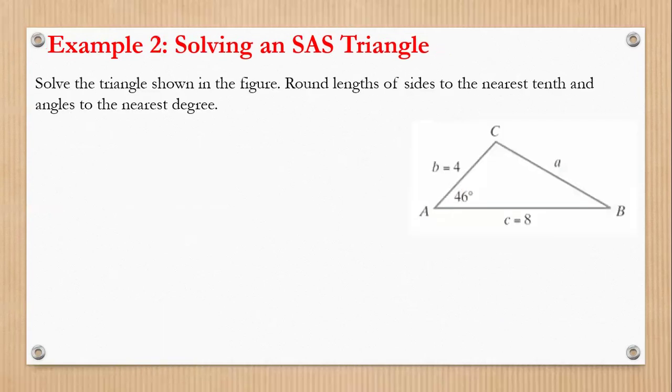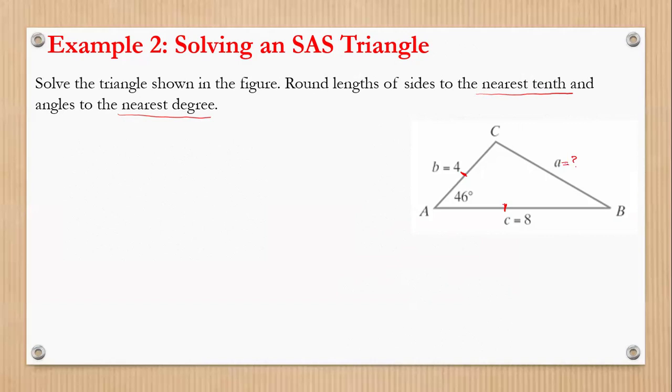Let's look at another example. You want to solve this triangle, and it says round length of side to the nearest 10th, that means 1 decimal digit, and angles to the nearest degree, that means no decimals for angles. Okay. Looking at the picture tells me that the two sides and the angle in between is given to me. That means as a first step, I'm going to use the law of cosine to find the third side, which is side A.